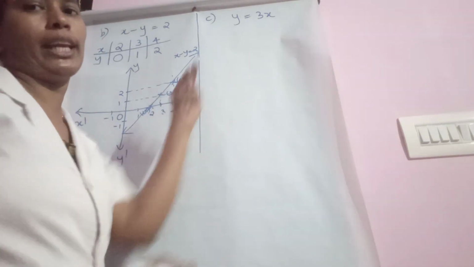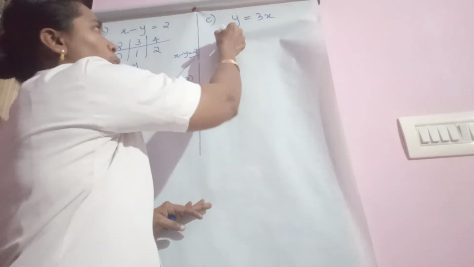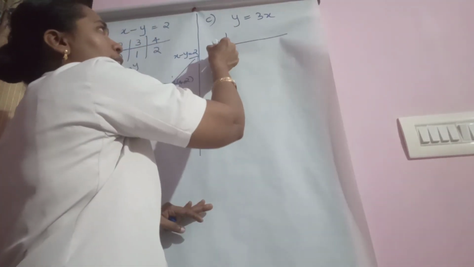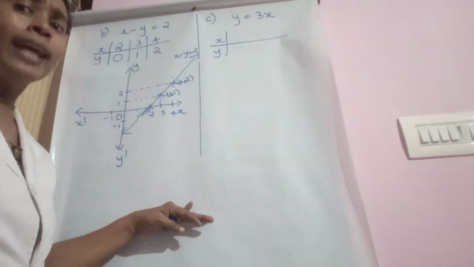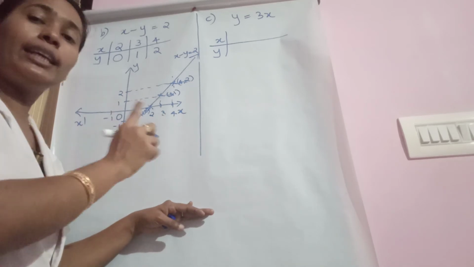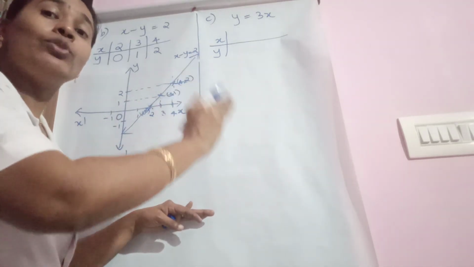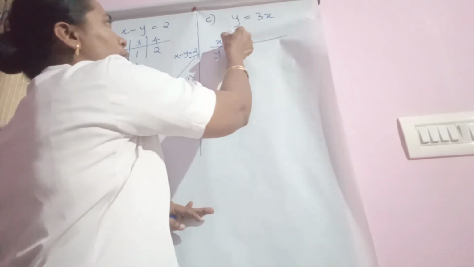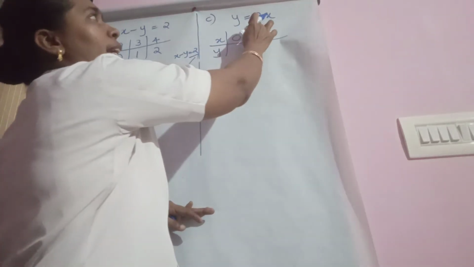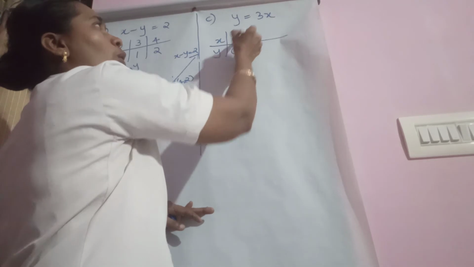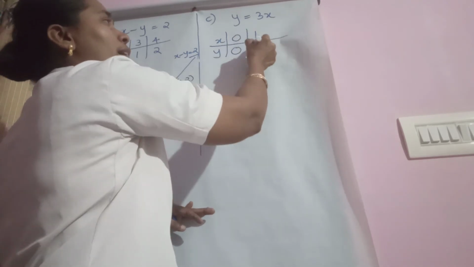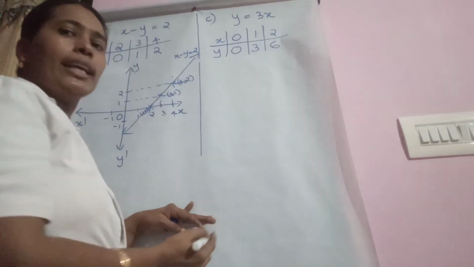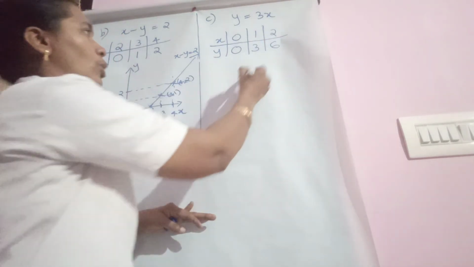y equal to 3x. Teacher already told you a solution table is needed. First row for x, second row for y. And the condition is y is always equal to 3x, 3 times x. So let us start with first x 0. So 3 into 0, 0. Next x 1, y 3. x 2, y 6. Finished. Let us draw the graph.